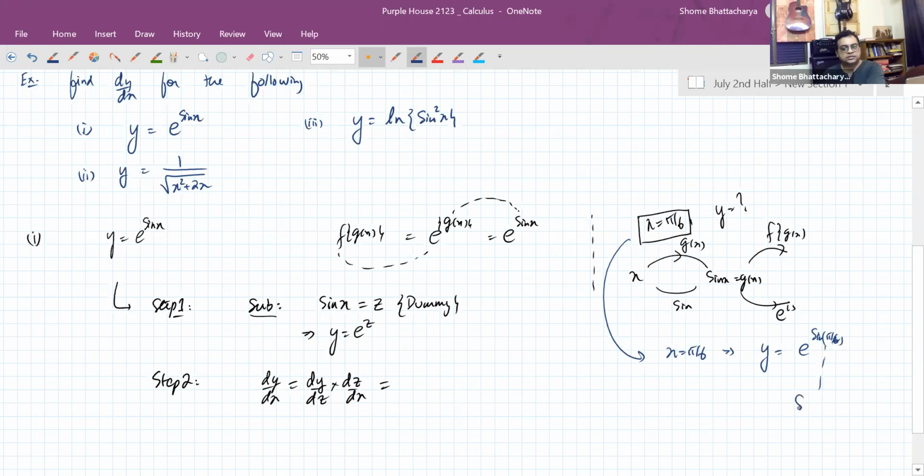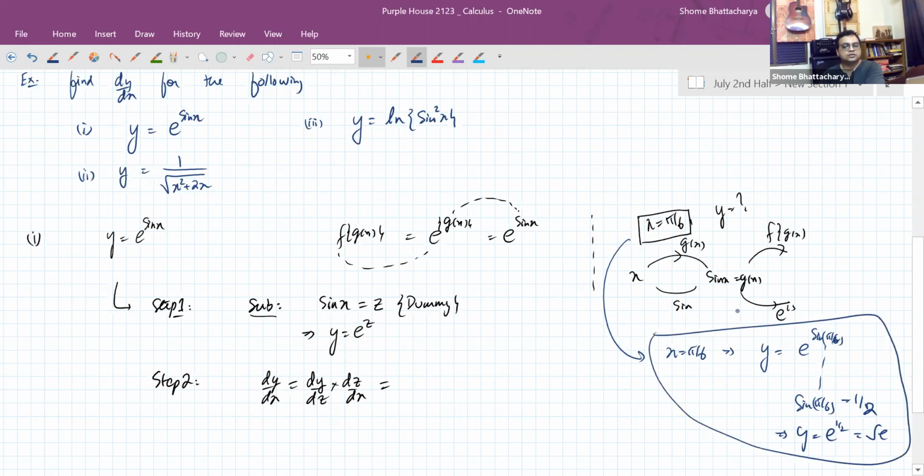First calculate this thing, sine of pi by 6. Now you know that is half. So therefore y is e raised power half for root. So that's how you understand it for this value. So you understand this process.